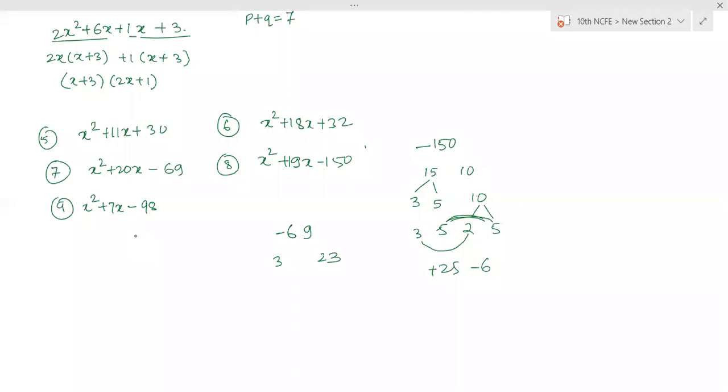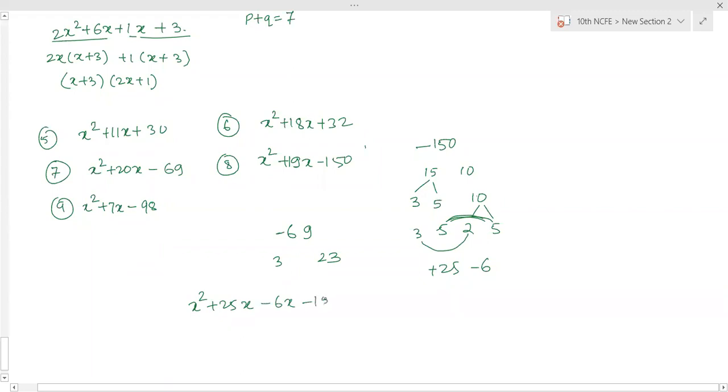Ma'am, can you do the 8th question? Actually, I did the question. I got the wrong answer. So you got two terms? Yes, ma'am. Plus 25 and minus 6. I got x, then bracket x plus 25, then minus 6, then bracket x plus 26. How 26? 150 divided by 6 is? Ma'am, 25. Then how did you get 26? Done, ma'am.